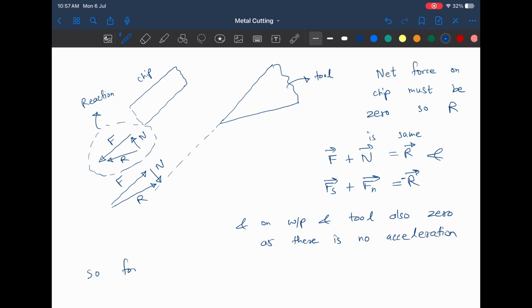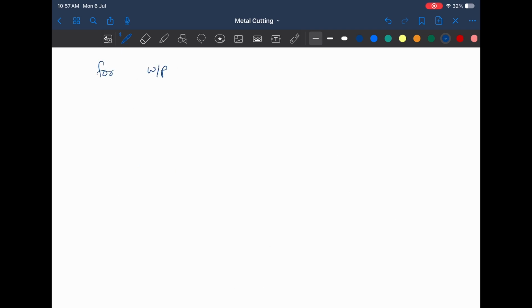So force on the tool: F plus normal reaction, thrust force plus cutting force will be equal, and in the case of the workpiece we also do the same. So, the Merchant circle.